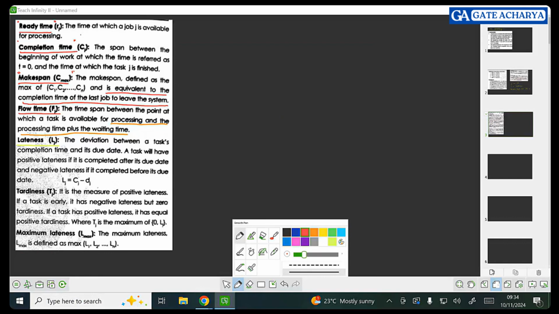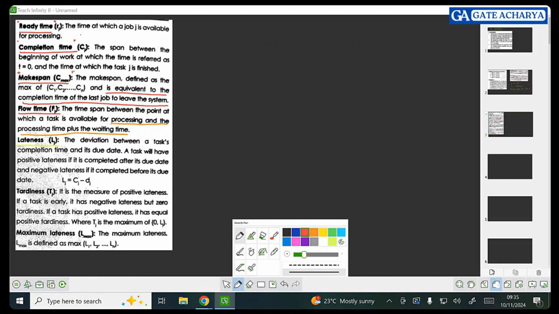So the targeted date is 10th, but fortunately you finish your job by the 7th only. Your lateness is minus. That means it is completed early. So if it is completed before the due date, it is negative lateness. That means early occurrence. If it is completed after the due date, then it is considered lateness. That's it.